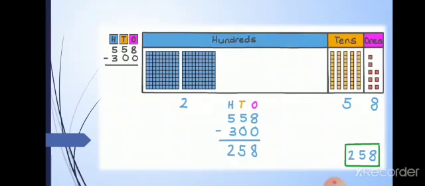Then 5 remains the same because there is nothing to cut down in tens. But in the hundreds place, we have to subtract 3 from 5. So it's 258.